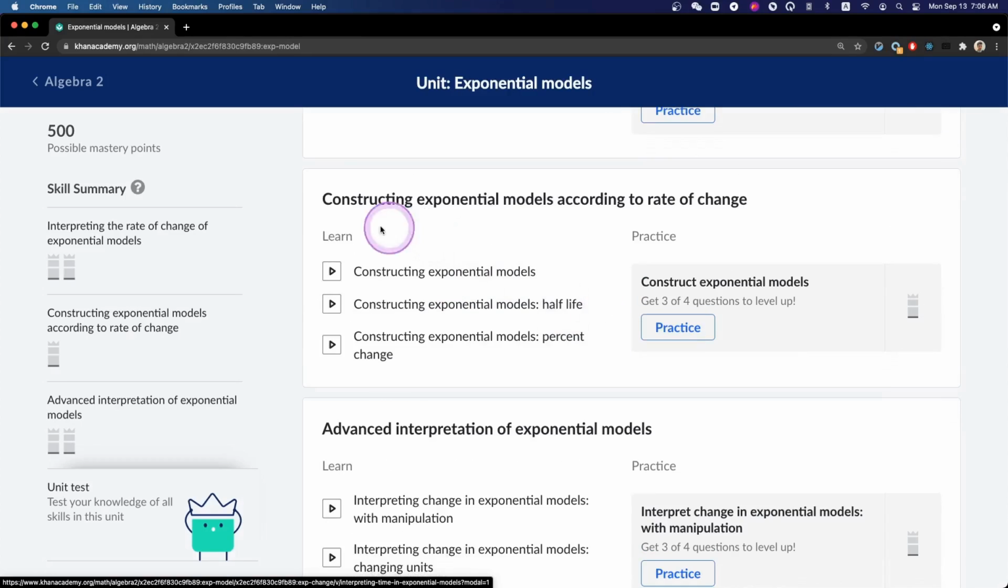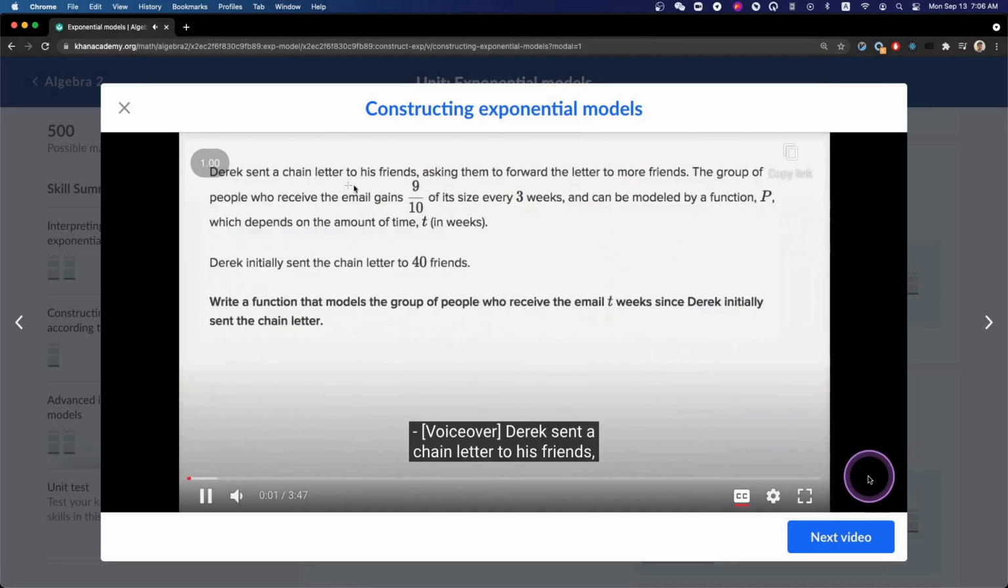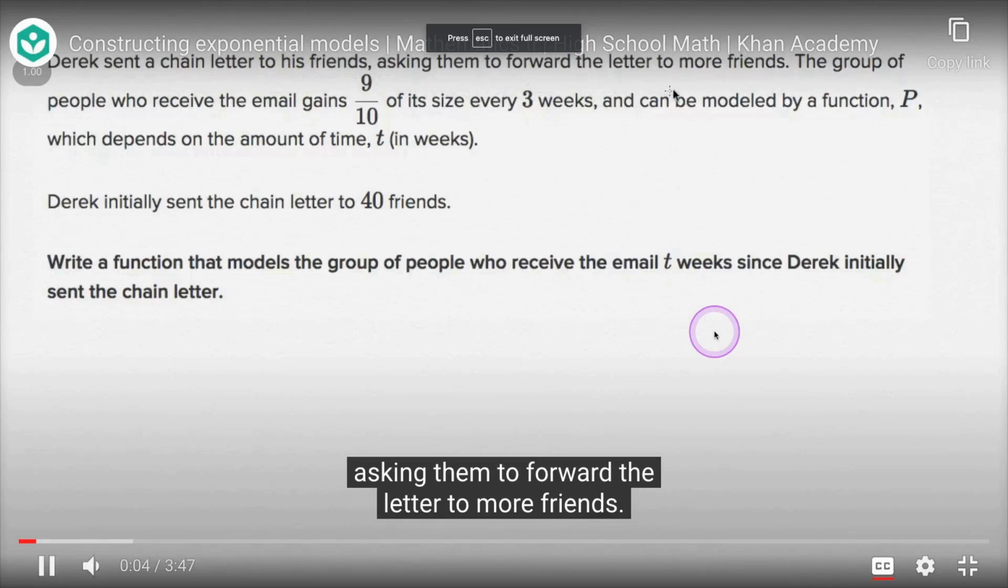Then we're done. Constructing exponential models according to rate of change. Derek sent a chain letter to his friends, asking them to forward the letter to more friends.